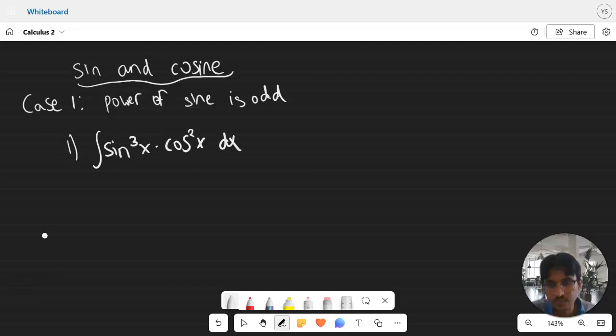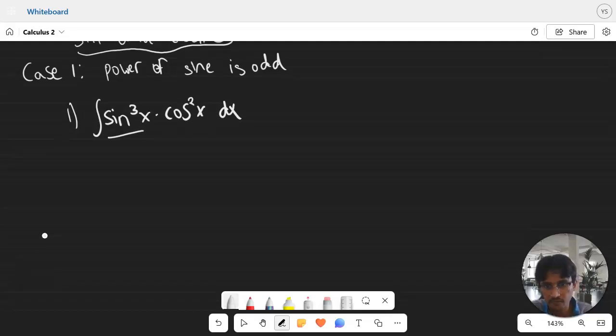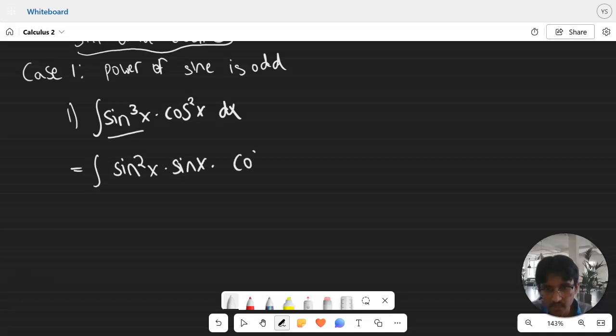So what we do is we split the sine function. We're going to split this up and take one factor out of the sine function. Again, feel free to pause and try solving the problem, and let's get started. Okay, so what do we need to do? Split the sine function. So we could say sine squared x times sine x times cosine square x dx.